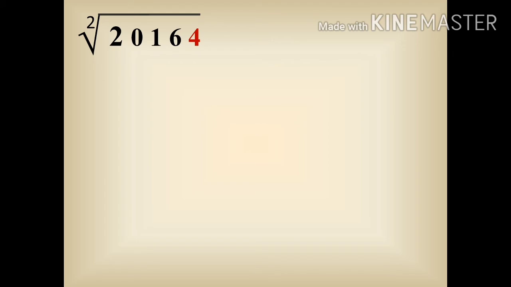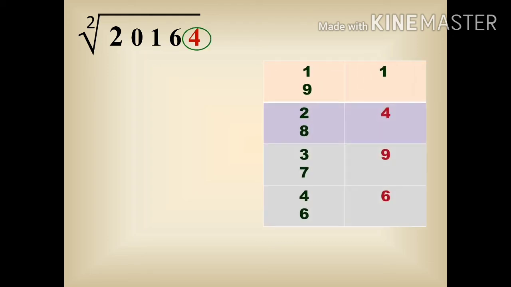Finally, let us see one more problem. So far we have seen the square root of 4-digit numbers only. Now let us see the square root of a 5-digit number. So in this number we are having 4 in the units place. The same procedure we are going to follow. If a number ends in 4, the square root of that number will either end in 2 or 8. So let us write those two numbers.